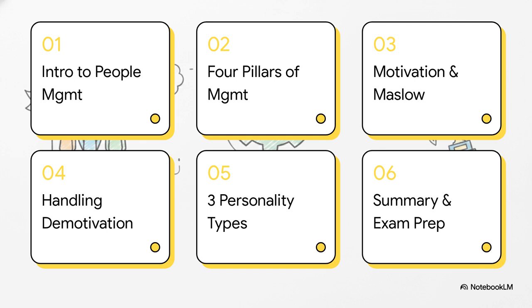We'll kick things off with an introduction to people management, then walk through the 4 pillars of management and explore motivation using Maslow's hierarchy. After that, we'll apply it all to a real-world case study on demotivation, examine 3 distinct personality types you need to know, and then wrap it all up with some targeted exam prep.